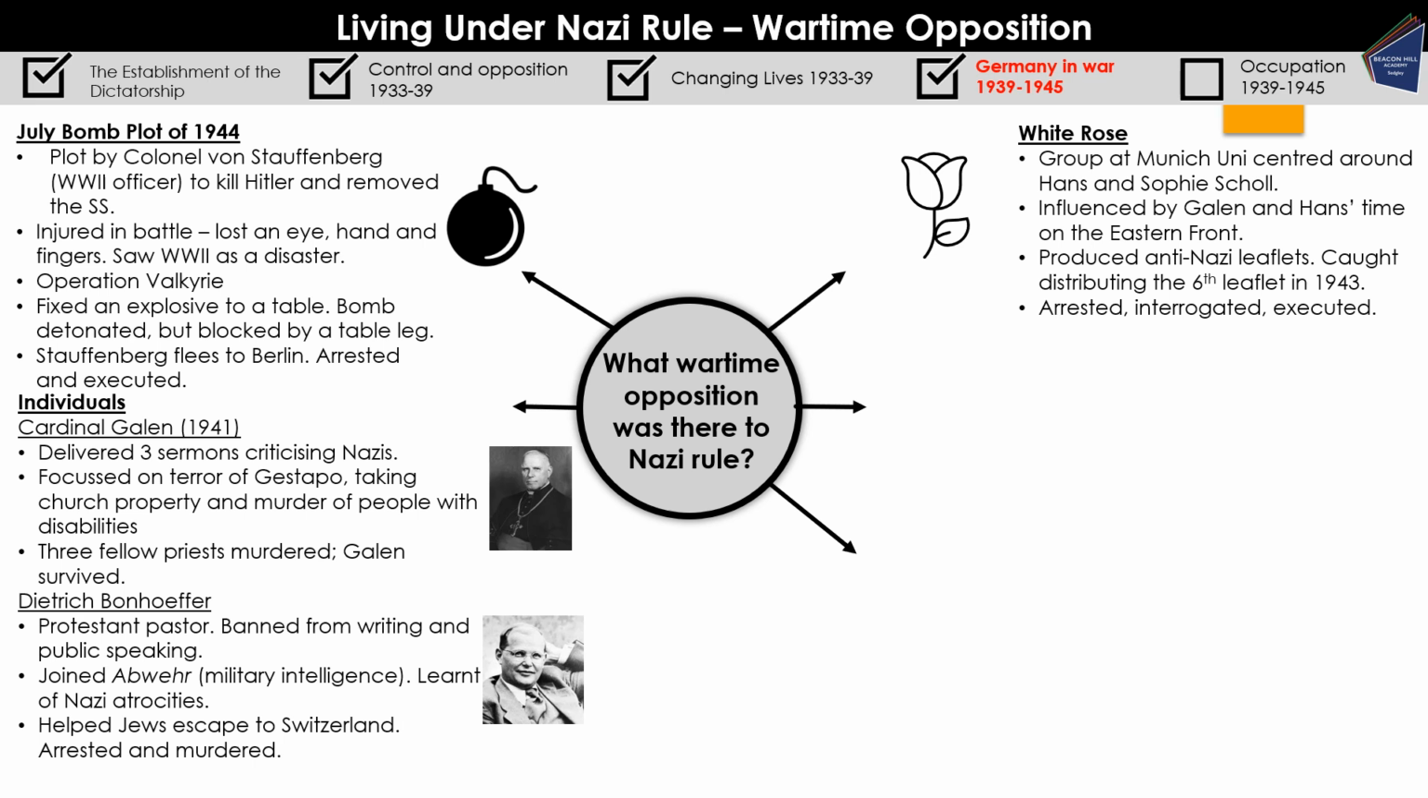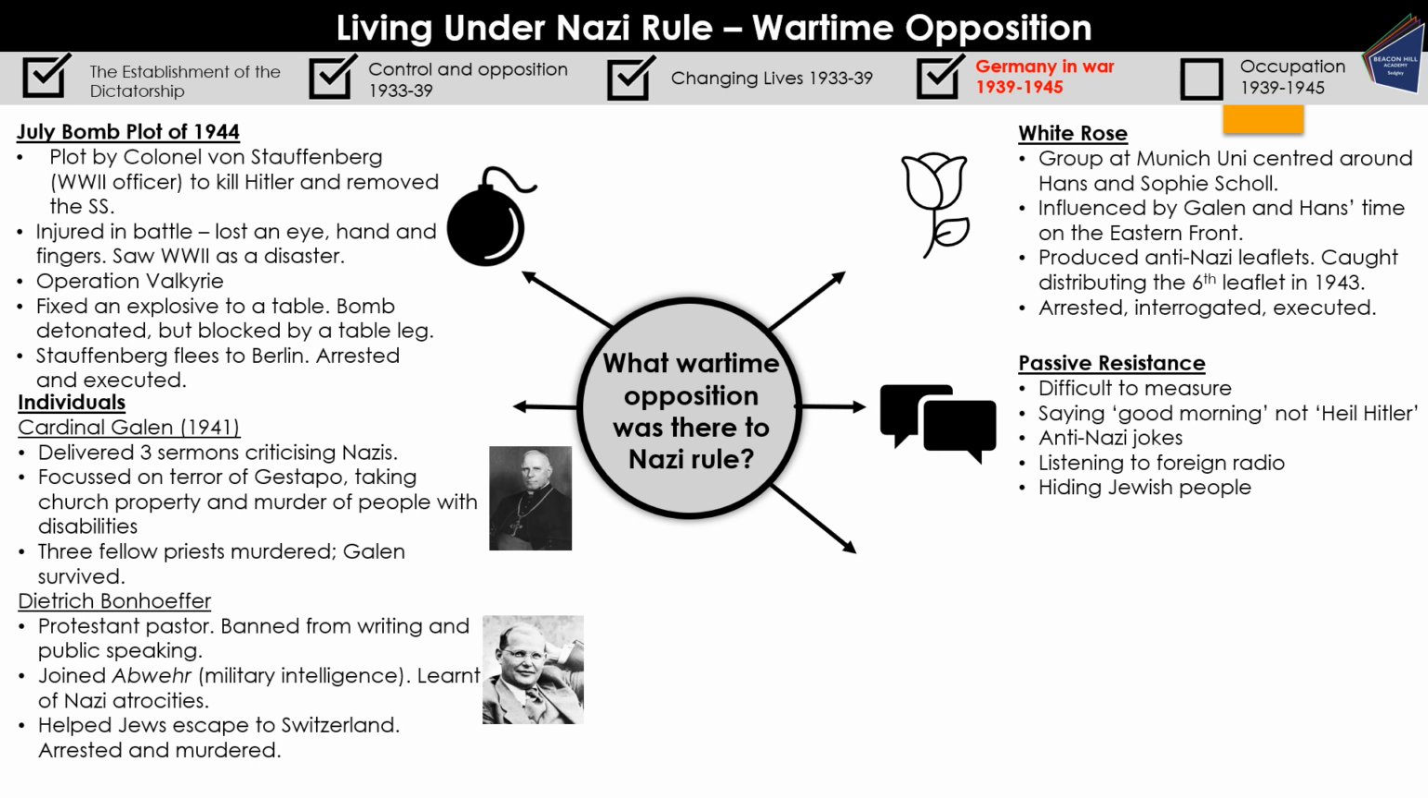And they were caught distributing the 6th leaflet in 1943. They were arrested, interrogated and executed, once again reinforcing the significance of their opposition to the Nazi regime. We have passive resistance, which seems very small and insignificant, but was still a huge risk for the German people to take. So it's very difficult to measure.